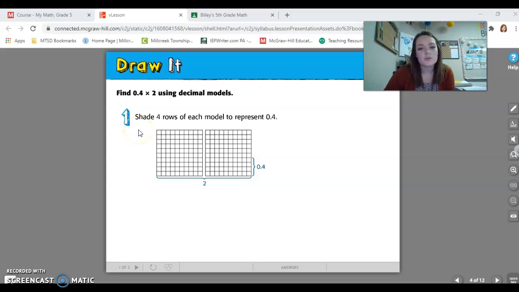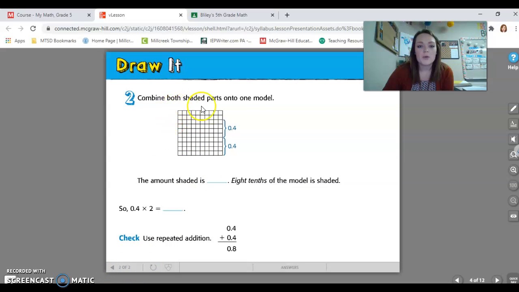Shade 4 rows of each model to represent 4/10. Okay, so we have two base 10 blocks because our problem has times 2, and we are going to shade in 4/10 of each block. As you can see in the pink, we counted 4/10, 1, 2, 3, 4, and we shaded them in. This helps us see what 4/10 looks like when we multiply by 2.